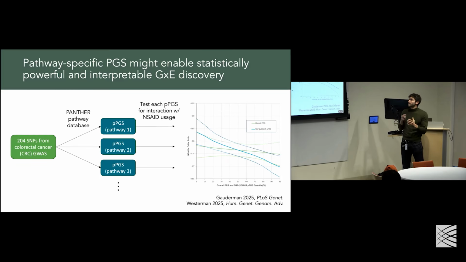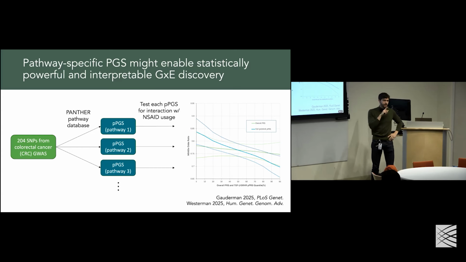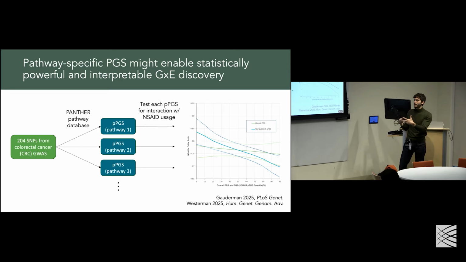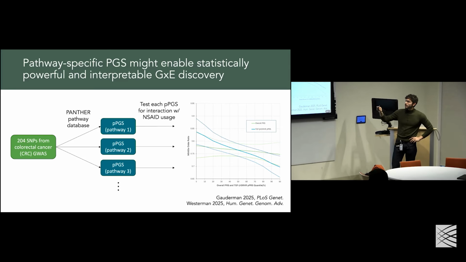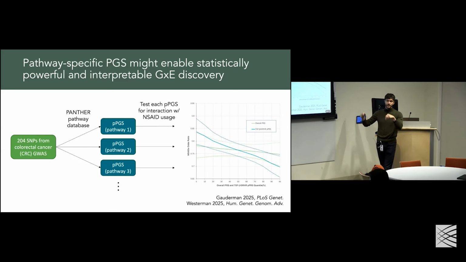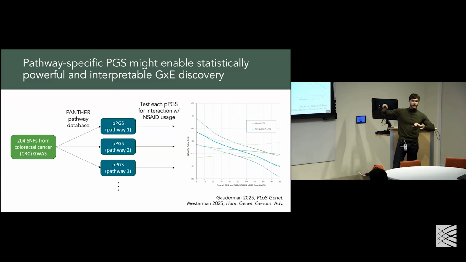And then one final way we can think about adding sophistication to some of these polygenic score approaches, if we want to creep back from a purely genome-wide approach and get a little bit more mechanism involved. This approach has been taken by a couple of studies, but I'm highlighting here the Gotterman 2025 paper, where they started with a set of genome-wide significant SNPs, 204 SNPs from a colorectal cancer GWAS, and said, in addition to testing that for interaction, we're going to use a pathway database, the Panther pathway database, that has lists of genes that belong to certain pathways.